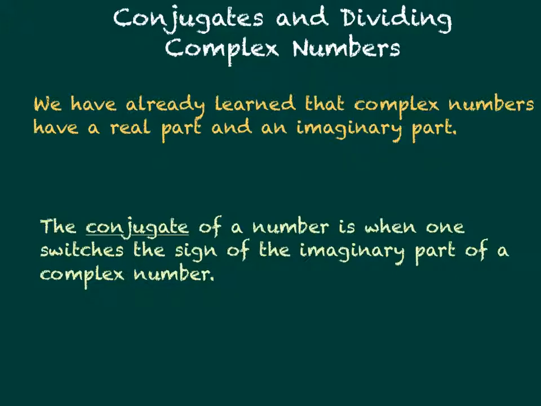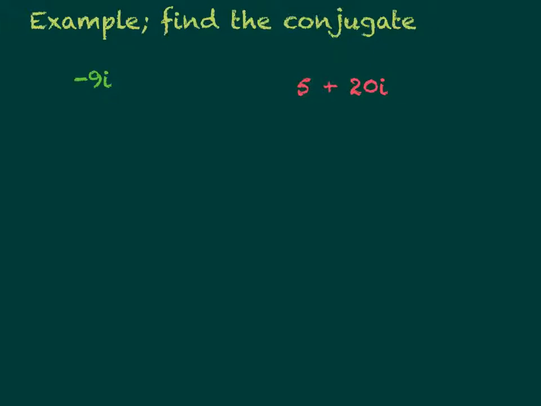So if it is previously negative, then it becomes positive, and if it was previously positive, it becomes negative. And you just change the sign of the imaginary part of the complex number. So let's do some examples here of just finding the conjugate.